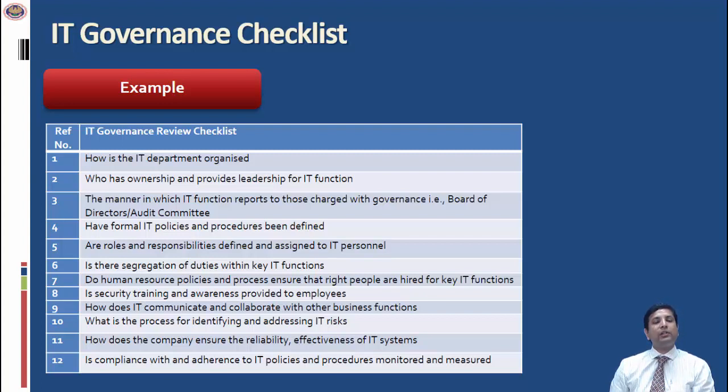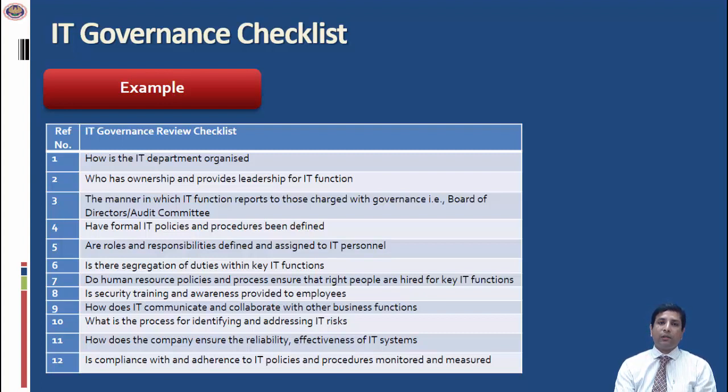What is the manner in which IT functions? Reports to the people who are charged with governance. That is, typically if there is a board of directors or audit committee, the reporting function of IT should be to the board or audit committee. Now, how does the reporting happen? Does IT work in isolation? This is something we need to understand and evaluate.